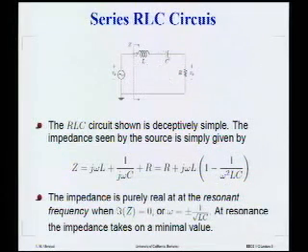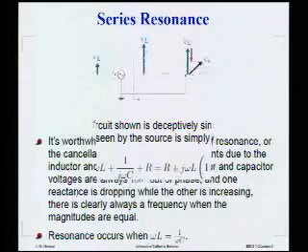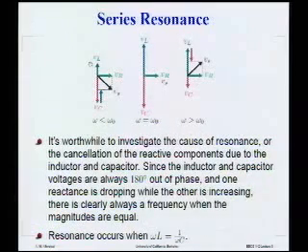Even though these are perfectly balancing each other out at resonance, it's a very, very careful balance. In other words, if I draw some vectors which represent the various voltages, now this is an IQ plane, let's pick a frequency below resonance.